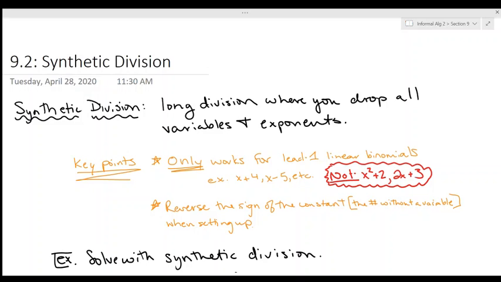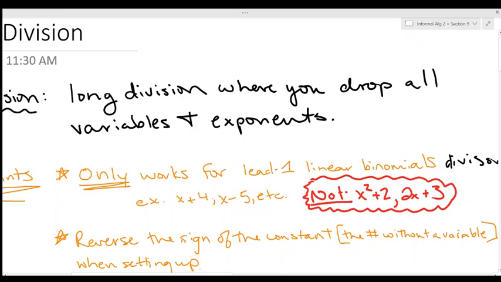Now, some key points to remember: this only works for lead one linear binomials that are divisors. For example, we have x plus 4, x minus 5, so they have a lead 1 for your variable. This variable is linear, and there are only two terms. It's a binomial. What does not work is if you have an x squared piece, or a number in front of your singular x. These are no-goes.